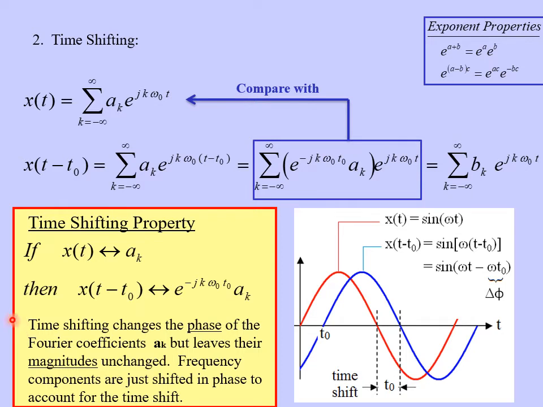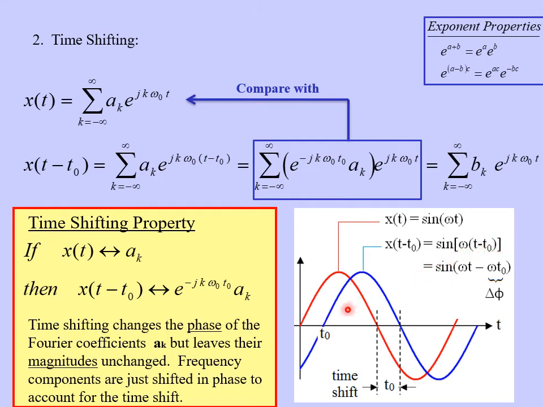So in other words, time shifting changes the phase of the Fourier coefficients a sub k, but leaves their magnitudes unchanged. The frequency components are just shifted in phase to account for the time shift. And we can sort of imagine this graphically. If we start with this red sine function here, our original function, sine of omega t, and let's say we delay it a little bit by t naught, what happens then is we're going to shift it over. This is the blue curve here, it's the same sine function, but it's just been shifted or delayed in time, so this is sine of omega times t minus t naught.